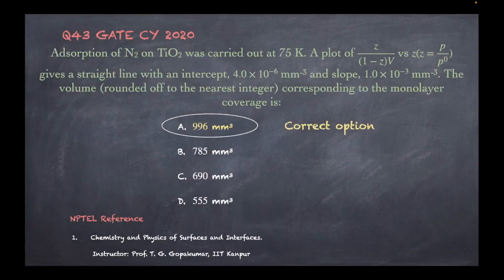So the correct option is option A, the volume corresponding to the monolayer coverage is equal to 996 mm^3. For further details, you can visit the NPTEL lecture series on the topic of chemistry and physics of surfaces and interfaces.